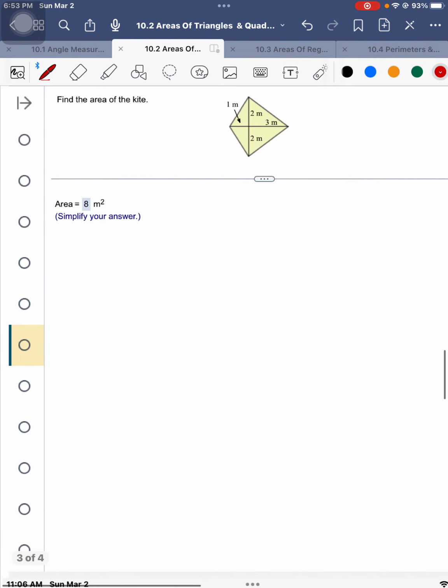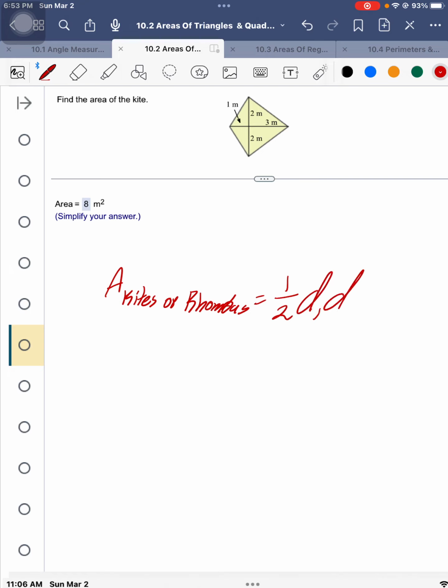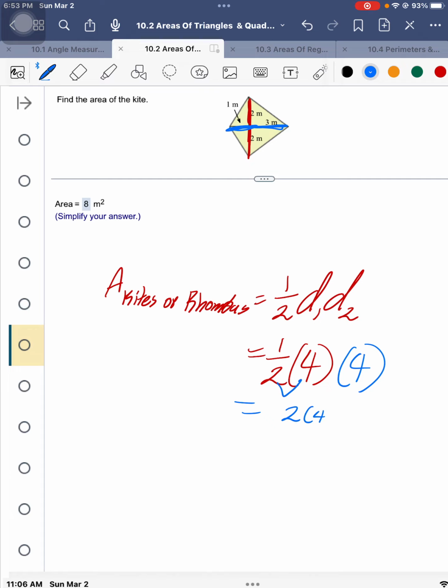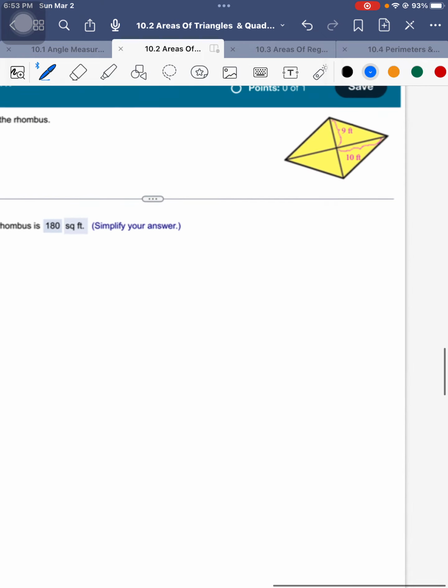So now, okay, kites. Okay, well, the area of kites or rhombuses is equal to half diameter 1 times diameter 2. So what's my diameter 1? Well, if this is 2 and this is 2, one of my diameters is 4. So half of 4. And what's my other diameter? If this is 3 and this is 1, it's 4. So now, half of 4 is 2, times 4 is 8. 8. Perfect.